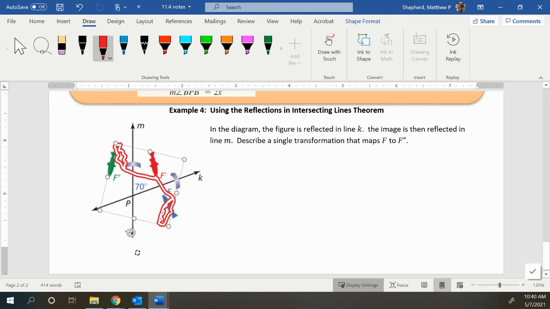Oh, it's so close, but my center got a bit off. Too bad. Anyways, me drawing it isn't going to work too well, but that is a rotation. Took it over there. Now, in order to figure out what is the angle of that, just like it said before, it's got to be double the angle there. So it'll be a rotation of 140 degrees. All right, good luck on your assignment.